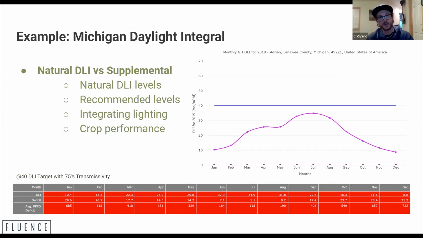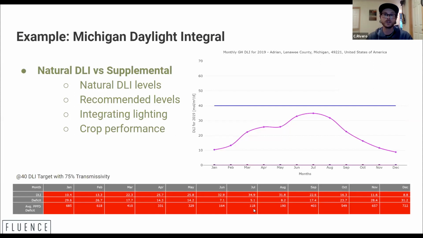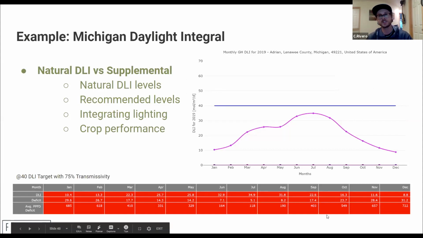You can break it down into each individual month if you look at the graph, or the data set, on the bottom. Again, this is with a greenhouse transmissivity of 75. You have to take into account that your greenhouse material itself is taking away some of the photons. Not only that, but if you have shade material underneath that's bunched up, a lighting grid, or fans, all of those slightly take away from the natural sunlight coming into your greenhouse. So for this instance, we based it on a greenhouse transmissivity of 75, and again, a target DLI of 40.